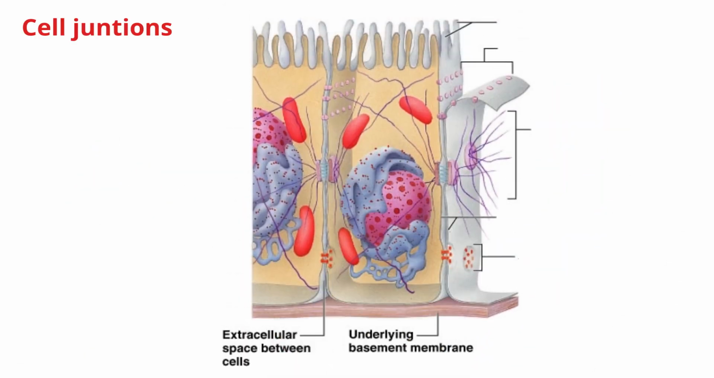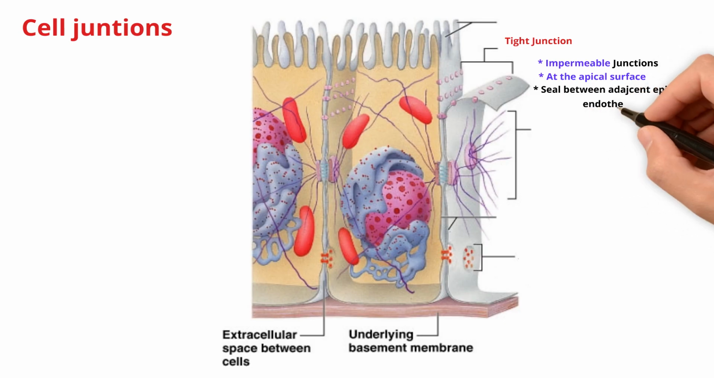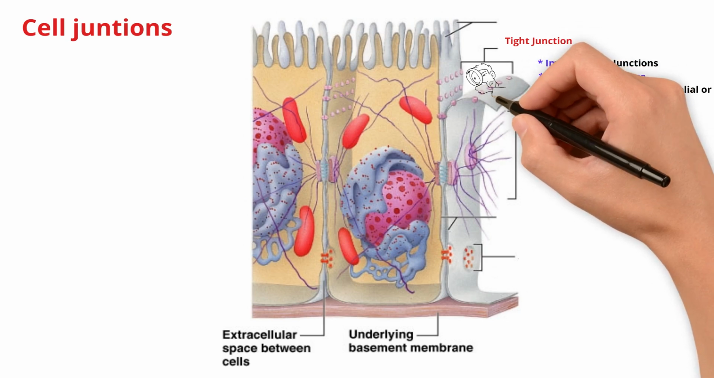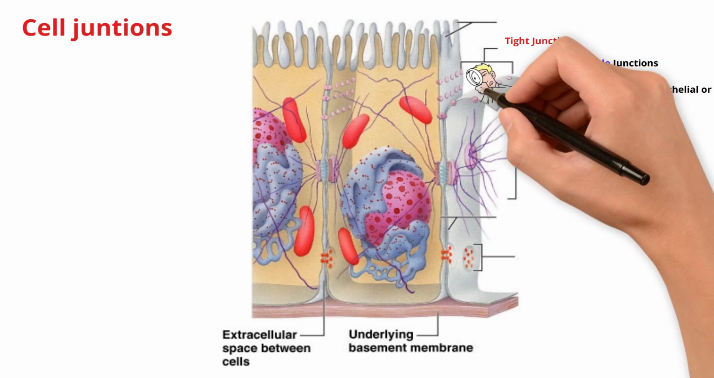The first and a common type of cell junction is the tight junction, also known as the zonula occludens. These junctions are impermeable barriers found at the apical region of epithelial cells, with their major function being to form a seal between these cells. Let's magnify the tight junction indicated in this image to understand its structure.